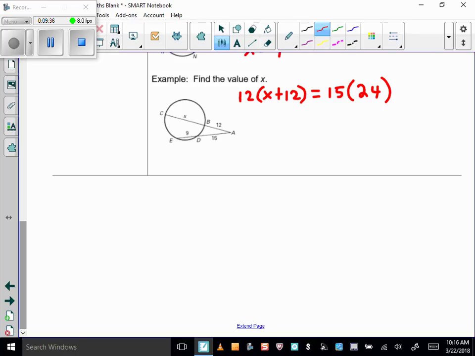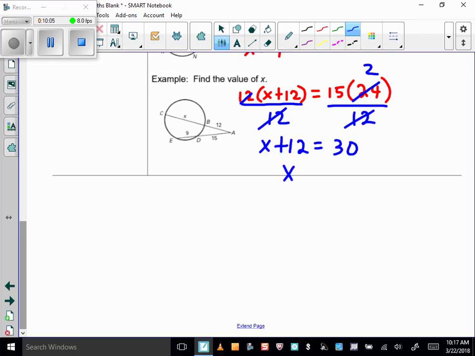Okay, so now watch this. Before I distribute this 12, I'm going to step back and say, wouldn't it be easier if I divide both sides by 12 instead of distributing that 12? Because look what's going to happen. Divide by 12, divide by 12. Oh, that's nice. 12 goes into that 12, 12 goes into that 24. Those cancel each other out. And then I just have x plus 12 equals 30. And then I can easily get x equals 18. And I promise you, you'll get the same answer if you distribute this 12 up here.